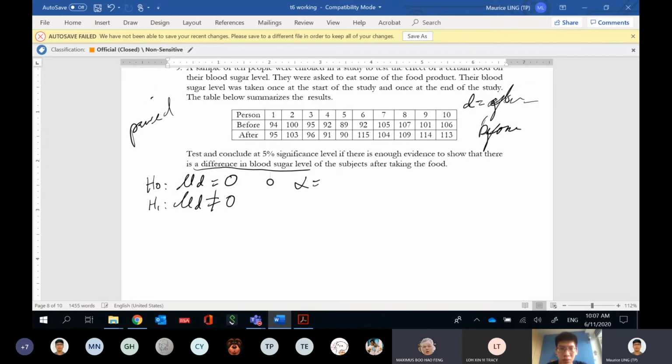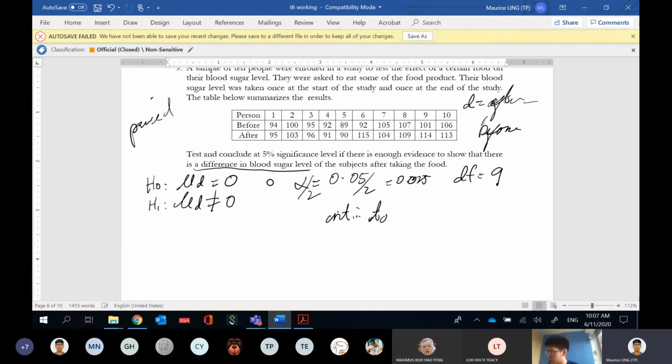Okay, so what is your alpha here? 0.05 divided by 2, so you get 0.025. Degrees of freedom? 9. 9, correct. Okay, so let's find out the critical value first, since you have all this already. Yeah, now you're going to read the table again.